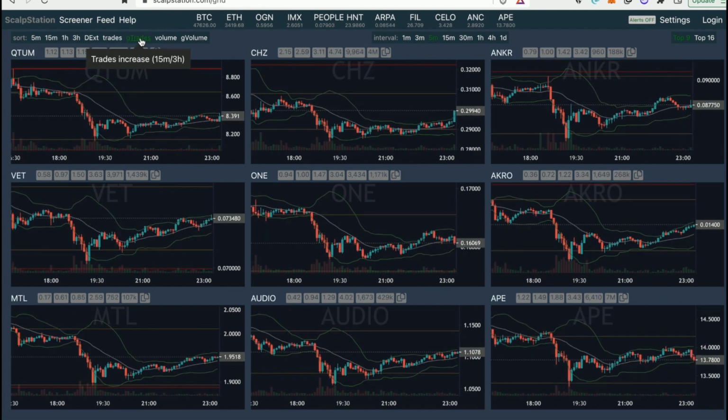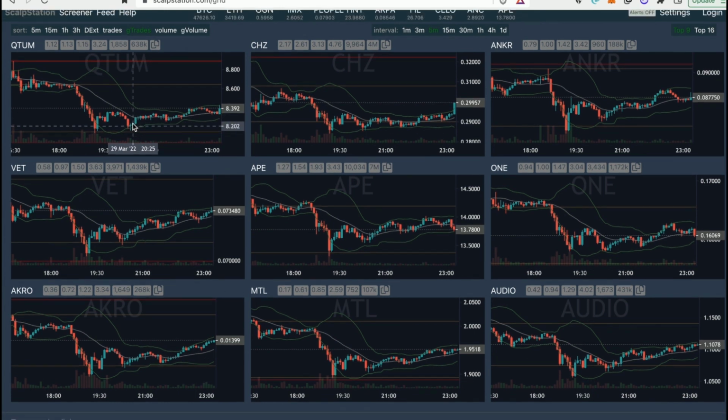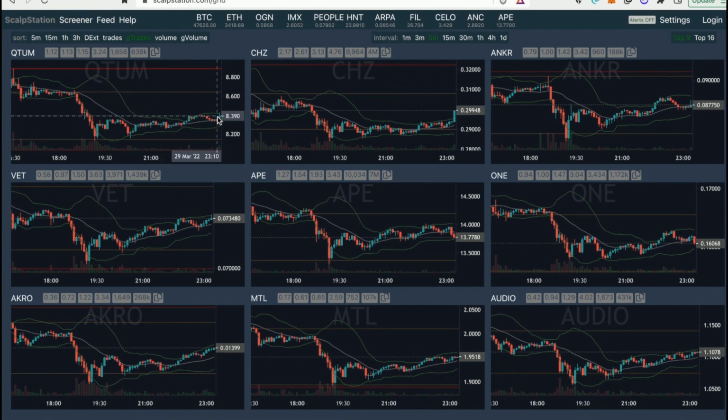The next one is G-Trades. It shows the increase in the number of transactions in last 15 minutes compared to 3 hours earlier. Allows you to see an increase in transactions, and thus a possible trend in the near future.